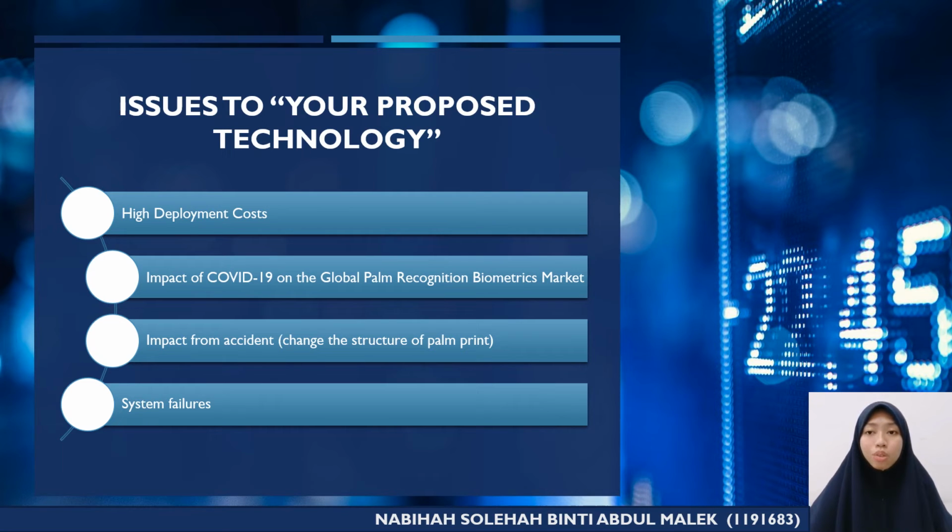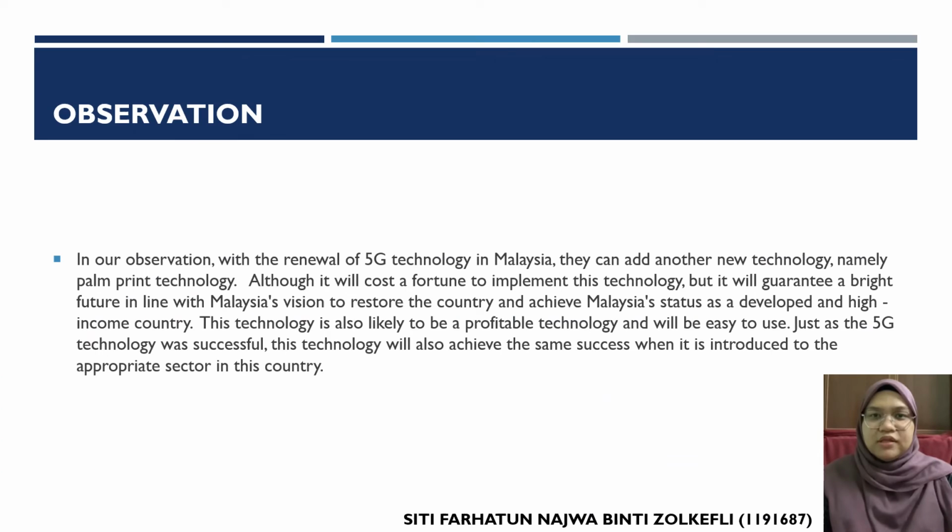The next issue is the impact from accidents. When an accident happens to a person, it can change the structure of the palm print, making it hard to recognize or identify the data of the person. The last issue is system failure. Scanners are subject to the same technical failure and limitations as all other electronic identification systems, such as power outages, errors, and environmental factors. In our observation, with the renewal of 5G technology in Malaysia, they can add another new technology, namely palm print technology.